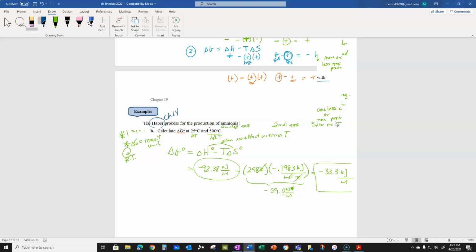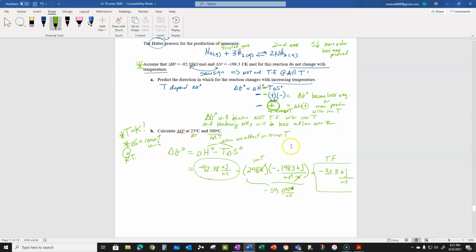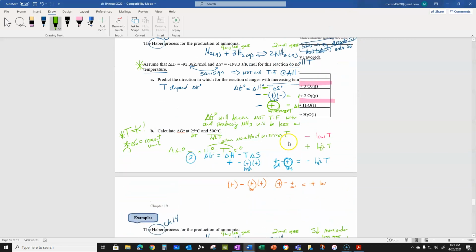So right here, 298, that's actually considered a low temperature compared to that 500. So at low temperatures, it was thermodynamically favored. Okay, and if you go right here to the chart, H and S both negative right there, negative and negative. The only way it would be thermodynamically favored is at low temperature.